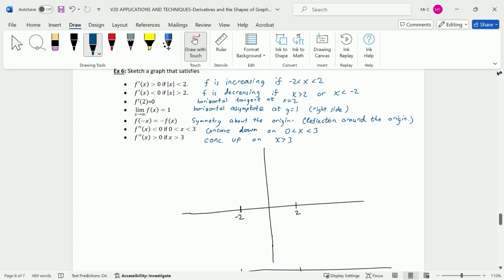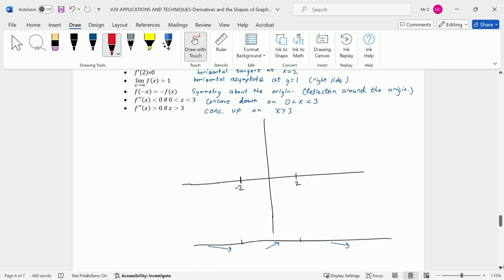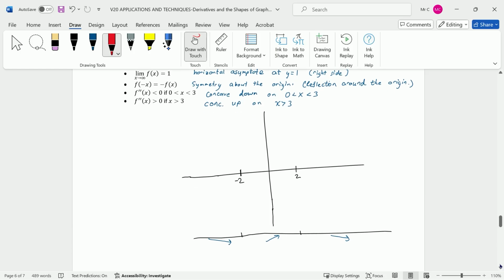Okay, so I'm going to cross off things as we go. We did those two. Now, as far as drawing the horizontal tangent at x equals 2, we'll worry about that at the end. So first, I'm just marking under my graph to get a good idea of what things are going to look like. So now we'll do concavity here. For concavity, it only tells us what the concavity looks like on the right side of the graph. So from 0 to 3, we're told it's concave down, and from 3 onward, it's concave up.